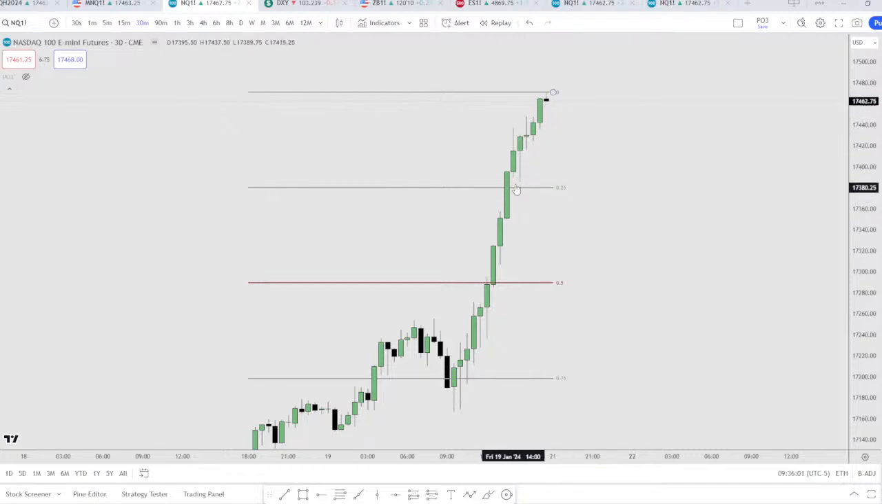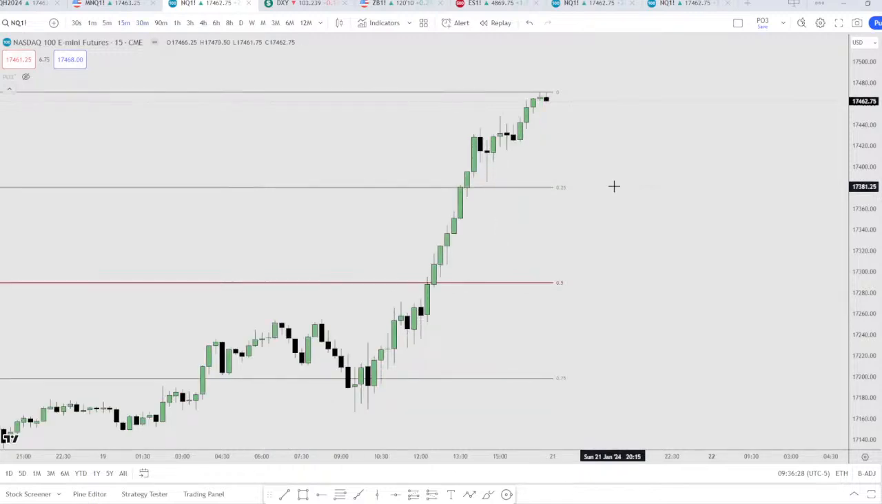So I want to see if price wants to leave Friday's high and then drop into this area here and then move higher. Okay, if it takes out Friday's high first, then obviously I'll be looking for a retracement trade down into 2.5.